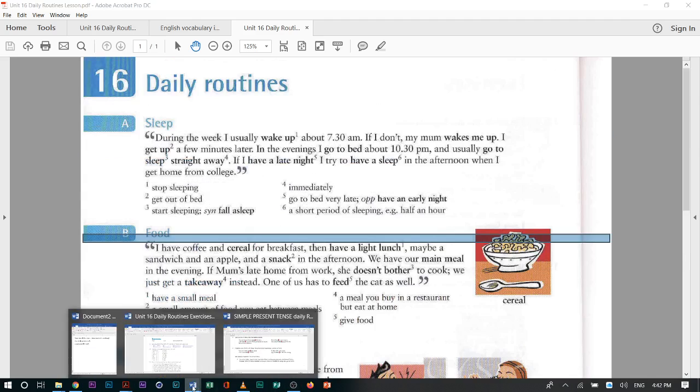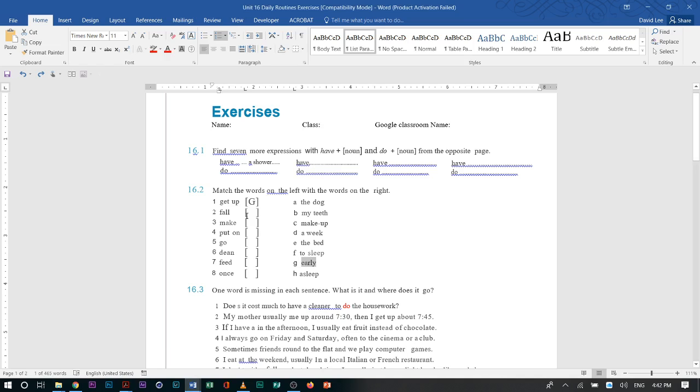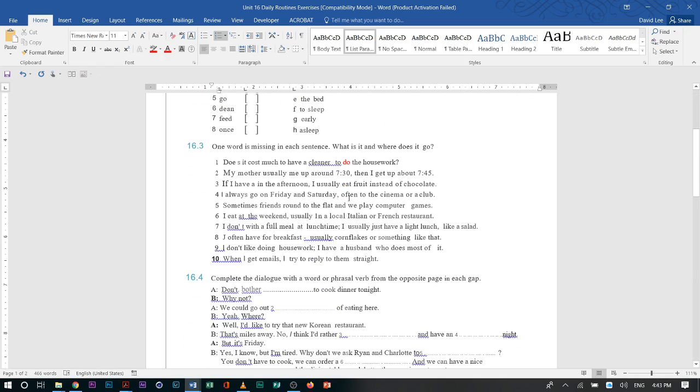For number 2, what do you guys think it is? For number 2, it'll be fall asleep. And then you just write right here. Since this is H, you just write H. Fall asleep. So continue this for the rest.